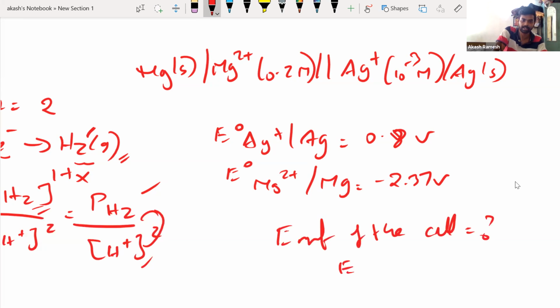Basically, EMF of the cell means what? E cell is what I'm asking. Go for it. You have the cell representation and you have the E naught values. What you have to find is the E cell value. Go for it. I'll give you 5 minutes. Work it out, and after you finish, then I'll do it.